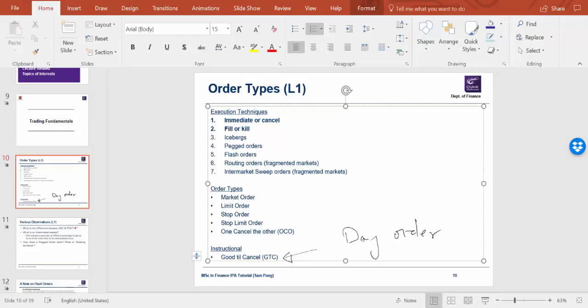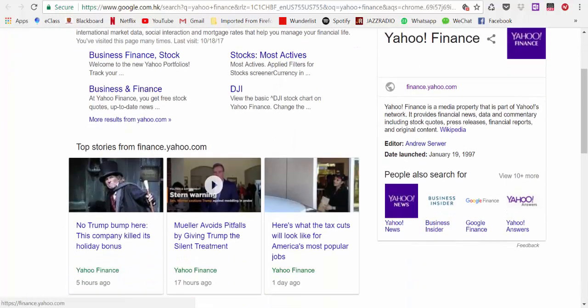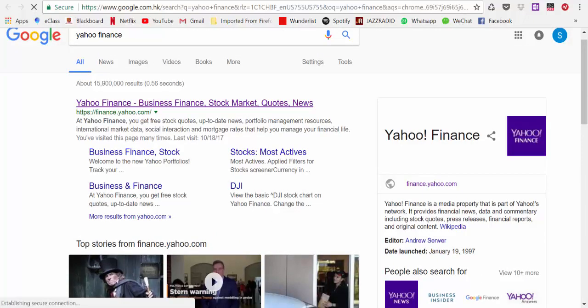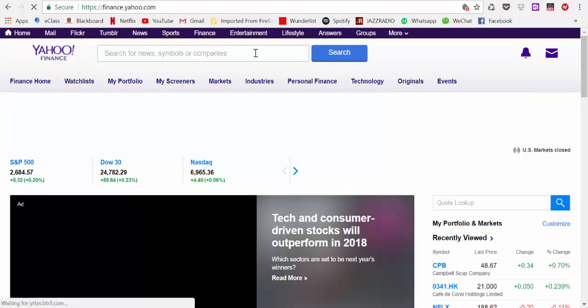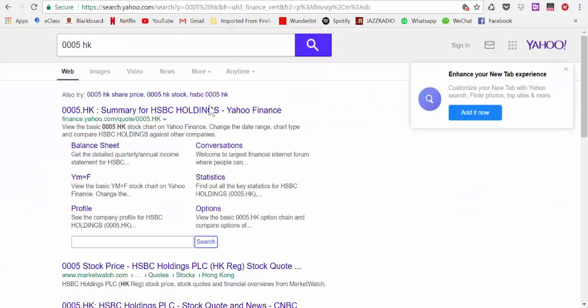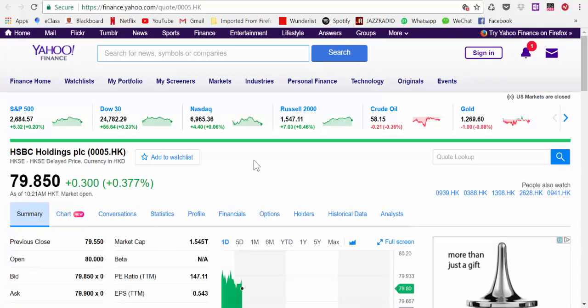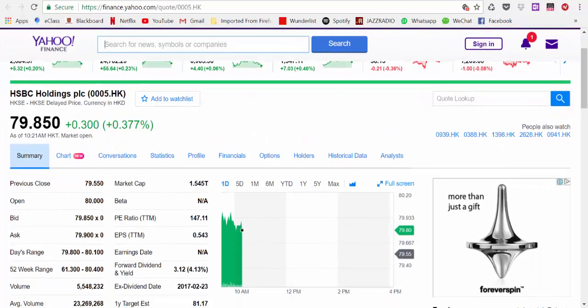I don't know if I can show you something. So the market is now trading. Where is a good place to look? How about Yahoo Finance? I'm going to try and pick something that really does trade, like HSBC. So here is the stock price for HSBC. It is live because today is a business day, and this is the Hong Kong market, which is open.